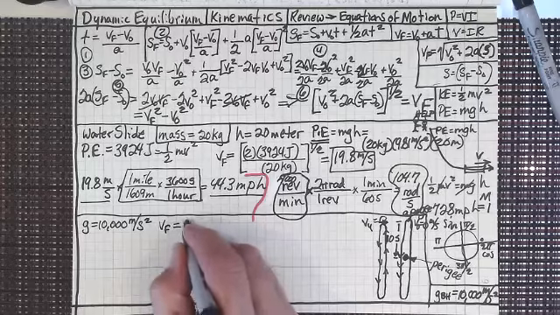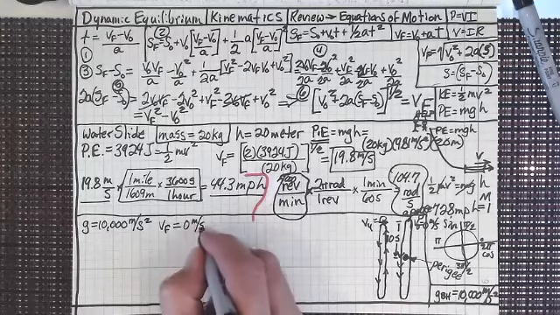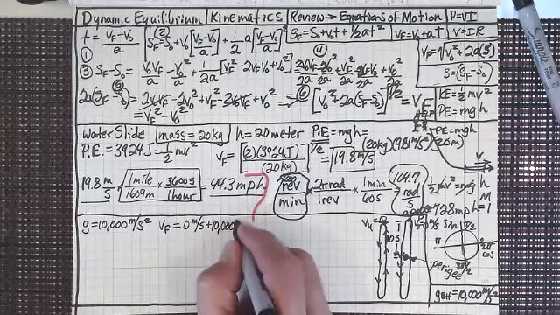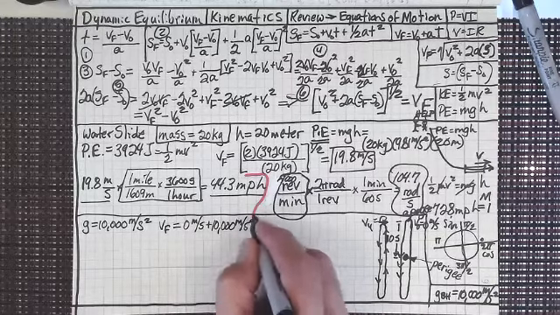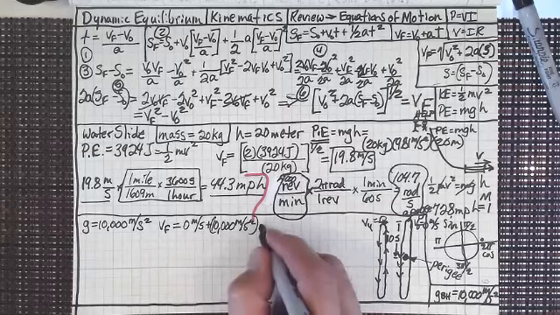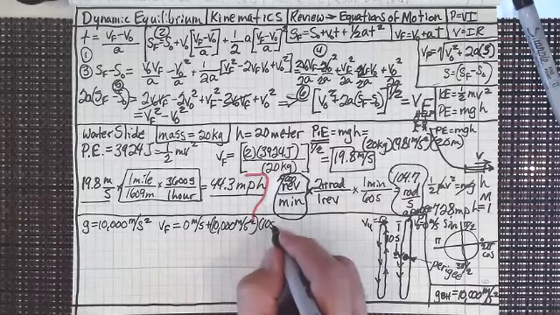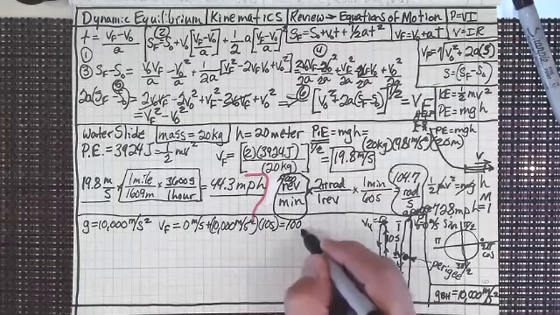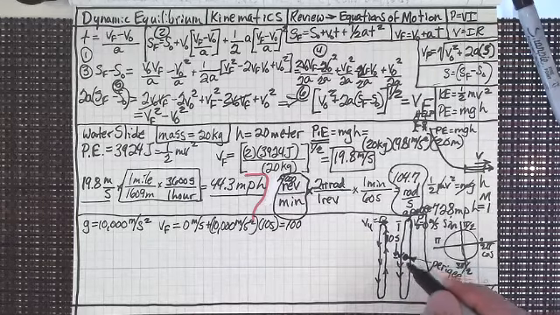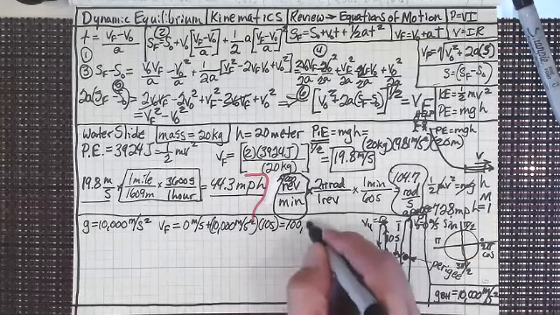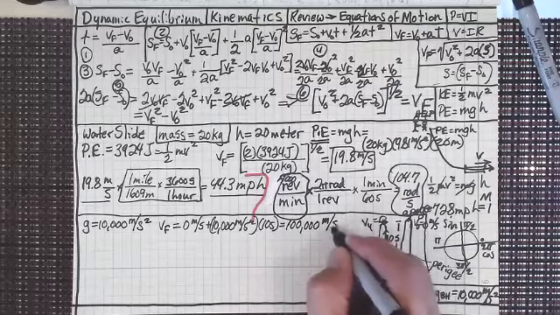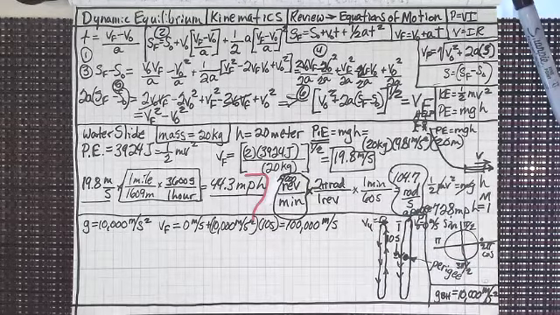I have my original velocity, which is 0 meters per second, plus my acceleration, 10,000 meters per second squared, times my time of 10 seconds. So I've got a final velocity, right when I get closest to the black hole, of 100,000 meters per second.